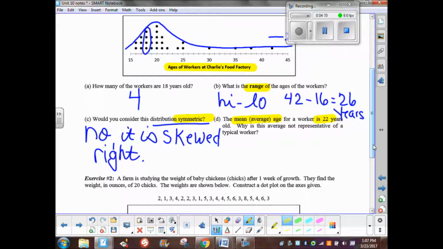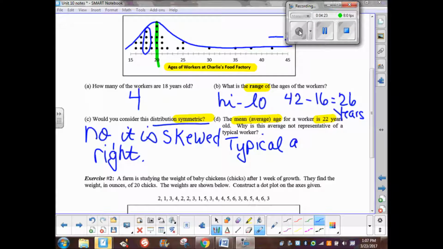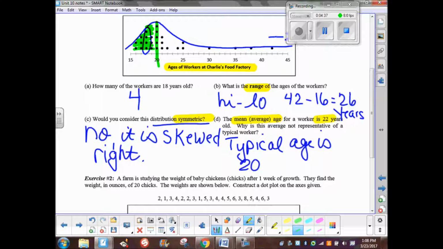Okay. When I look at 20, those have the most. So that's our typical age. Typical age would be 20. That's where most of them are. And then even look to where there's even less than that. Okay, so a typical age would fall anywhere between 16 and 20. Definitely not 22 for a typical age.